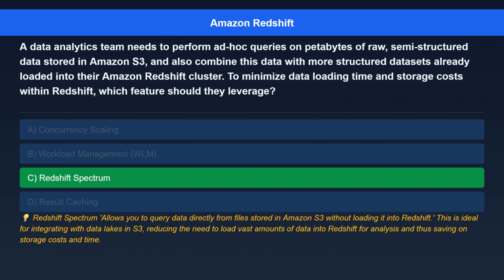The correct answer is Redshift Spectrum. Here's the explanation. Redshift Spectrum allows you to query data directly from files stored in Amazon S3 without loading it into Redshift. This is ideal for integrating with data lakes in S3, reducing the need to load vast amounts of data into Redshift for analysis, and thus saving on storage costs and time.